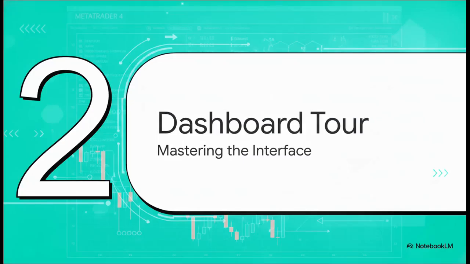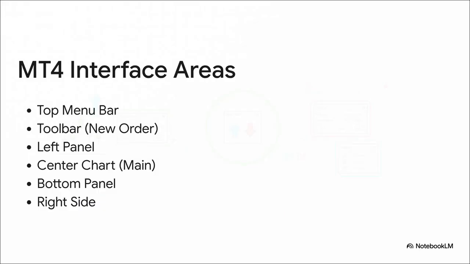Moving right along to Section 2, Dashboard Tour and Setup. When you first log in, the screen might look a little bit like a spaceship control panel. Don't panic, I'm going to break this dashboard down for you right now so it's not overwhelming in the slightest. Let's see how your workspace actually builds out. The interface essentially has 6 key spatial areas.